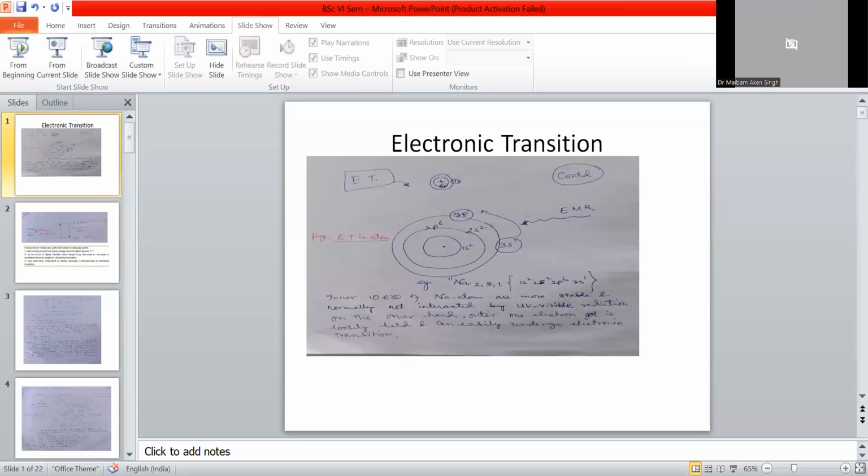This is the significance: lambda max is the wavelength at which there is maximum absorption. E max is the intensity of maximum absorption. This is a graph plotting absorption versus wavelength. See lambda max, this one, 220 or 240. Then this one is the energy, the absorbance is this one.